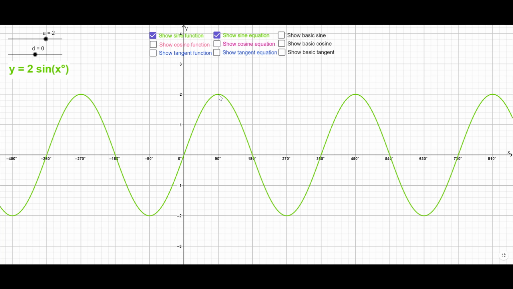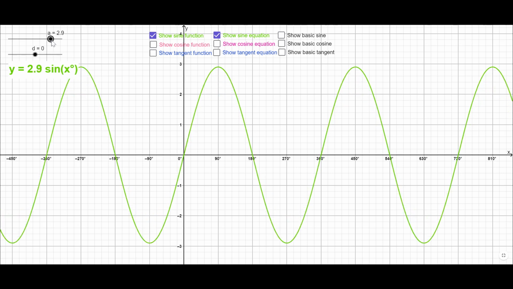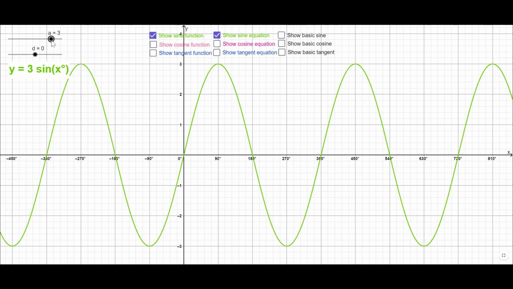So it still turns by 90 for x. However, the maximum value will now be 2. And the same for our value over there. Our minimum value will now be -2. And that would be our amplitude. If we make it 3, our maximum and our minimum would now be 3 and -3, but it still cuts and turns in the same place.